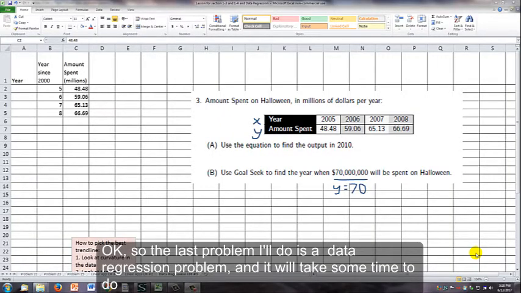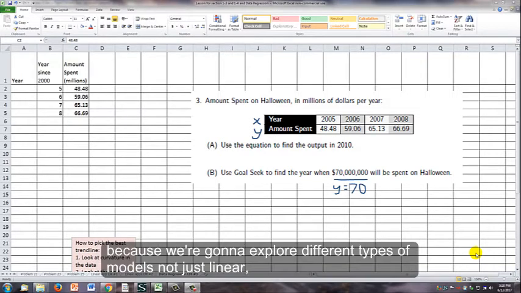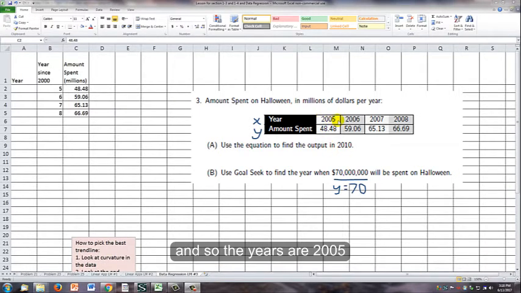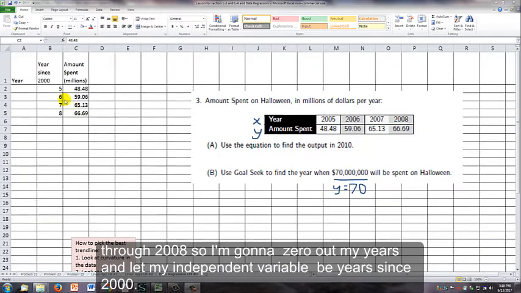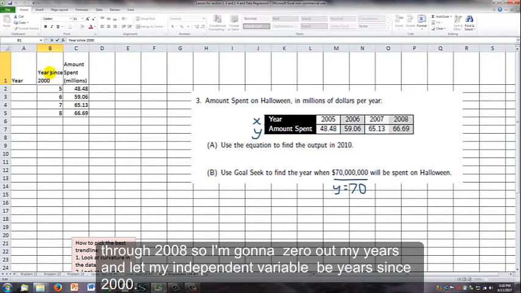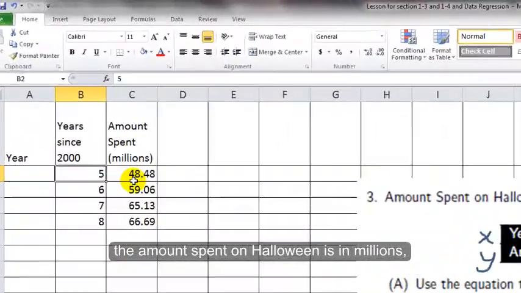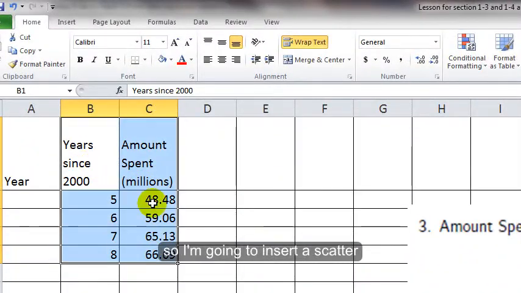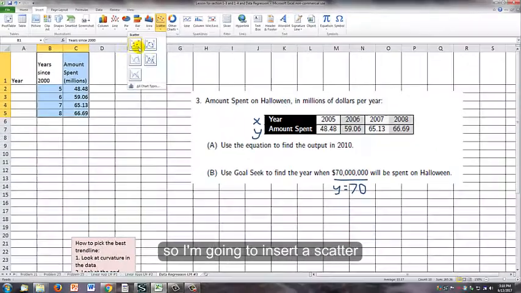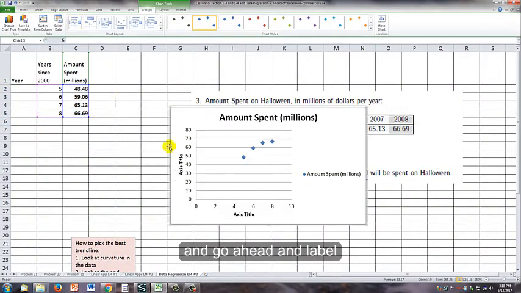Okay, so the last problem I'll do is a data regression problem, and it will take some time to do because we're going to explore different types of models, not just linear. And so the years are 2005 through 2008, so I'm going to zero out my years and let my independent variable be years since 2000. And then the amount spent on Halloween is in millions. So I'm going to insert a scatter and go ahead and label.